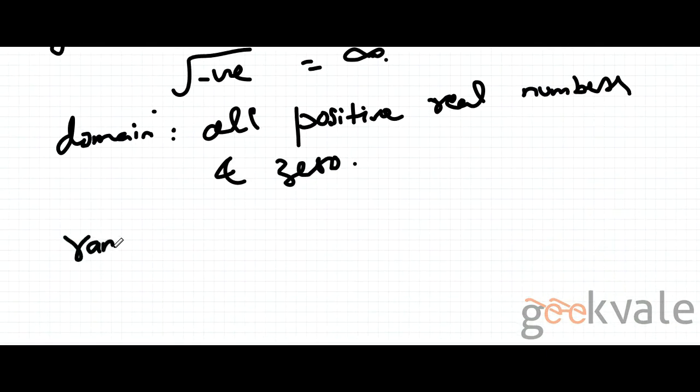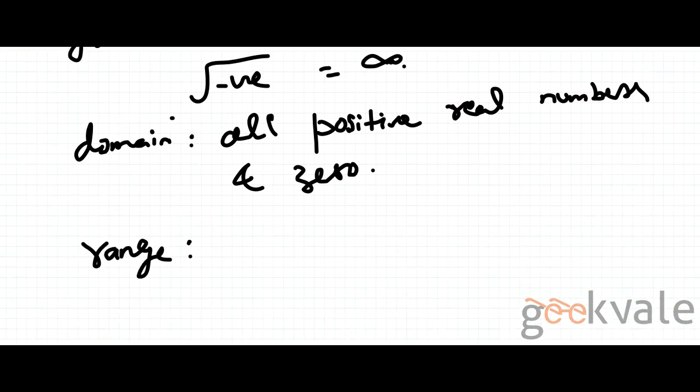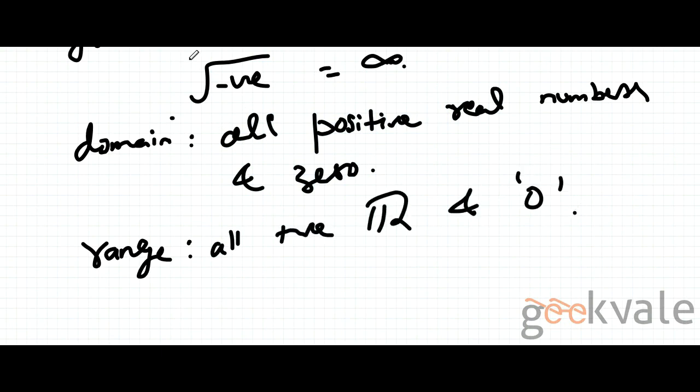So now the range of this function will also be the same as the domain, because if we are inputting all positive real numbers and 0 as well, we're going to get the same thing in the output as well, because it's just square root of x.